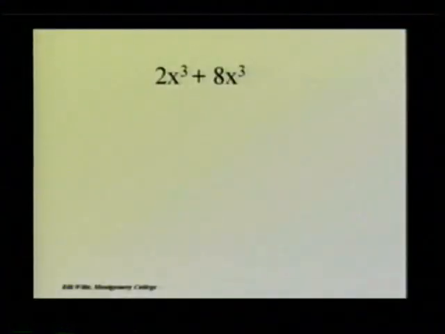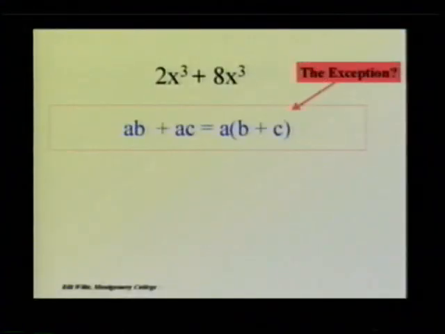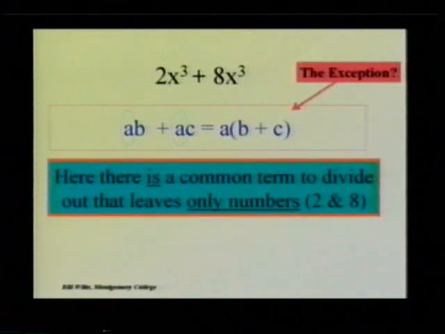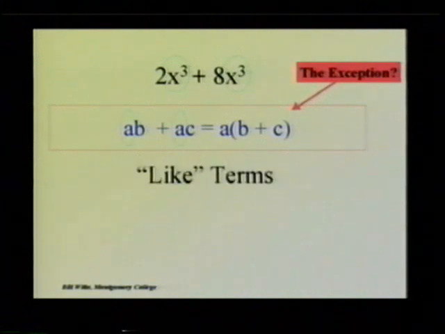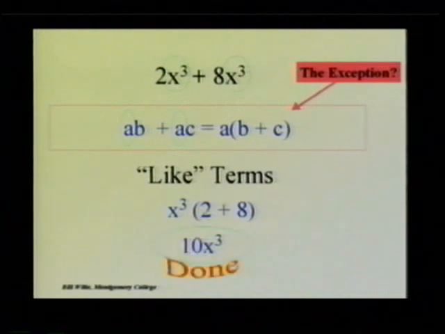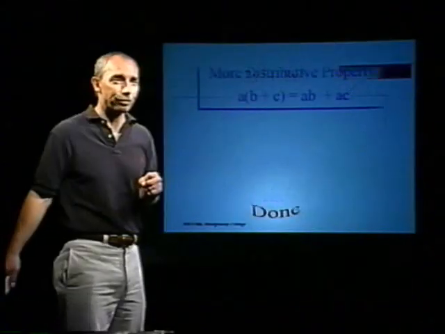What about these? Let's see. We'll go a little quicker. It does leave only numbers, 2 and 8, when I pull out. What's the magic common term? The x to the third. So I can put them together and get 10x to the third because it left only numbers.